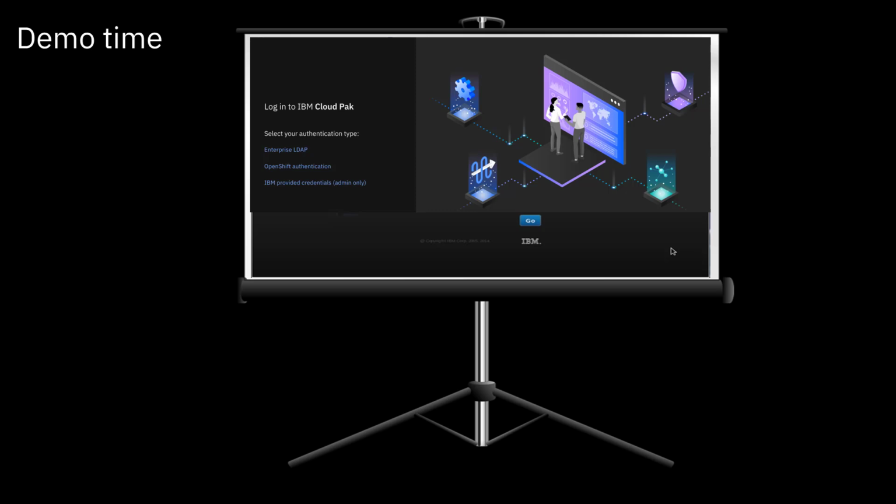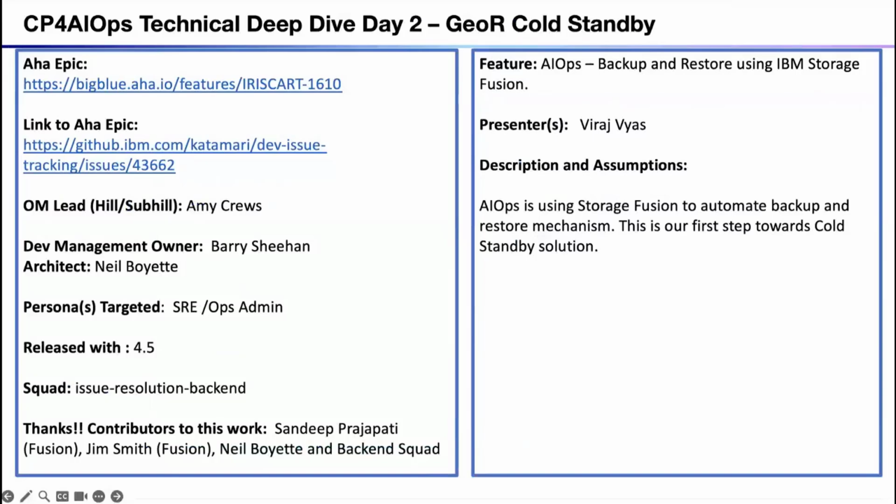Okay, then I'll start sharing and I can go through the backup and restore using Fusion. This is how we can use Fusion to do backup and restore. This goes to the geo redundancy, called the cold standby solution. That's the starting point of it. It's a collaboration effort between the IBM Storage Fusion and the AIOps team.